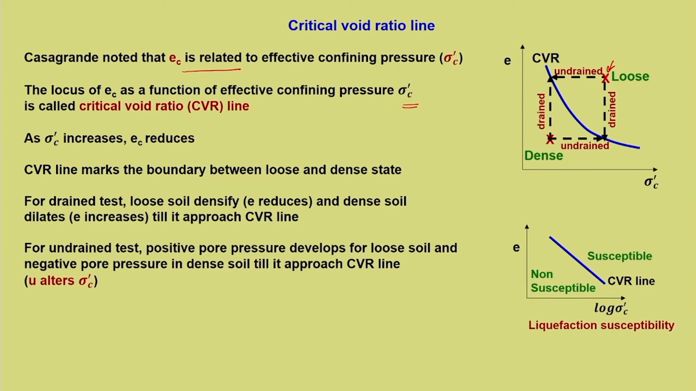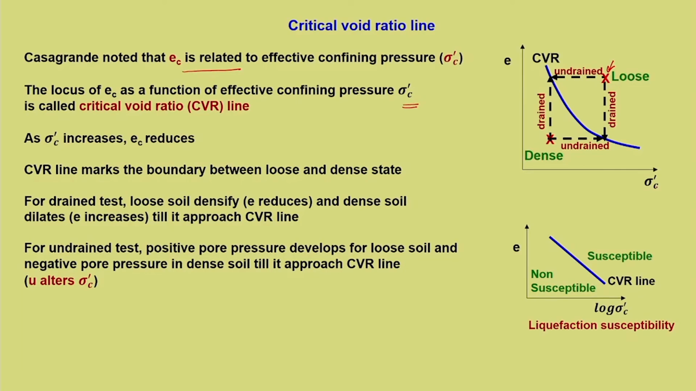Now, for an undrained test, for the same case, let us say the case of loose state, what happens in the undrained test? In the undrained test, there will be development of positive pore water pressure. We will be discussing this in detail in the next lecture on shear strength of cohesive soil. So, for the time being, we will understand that for undrained test, there will be development of pore water pressure. Now, in loose material, it will be positive pore water pressure.